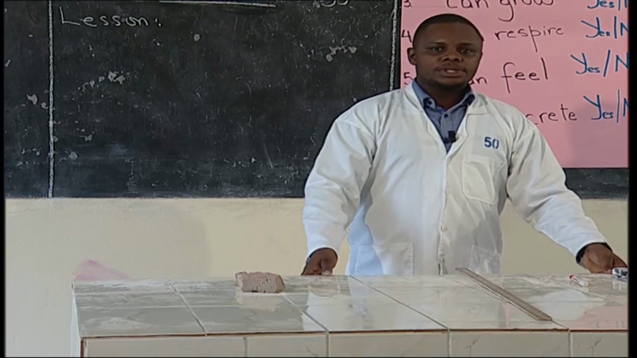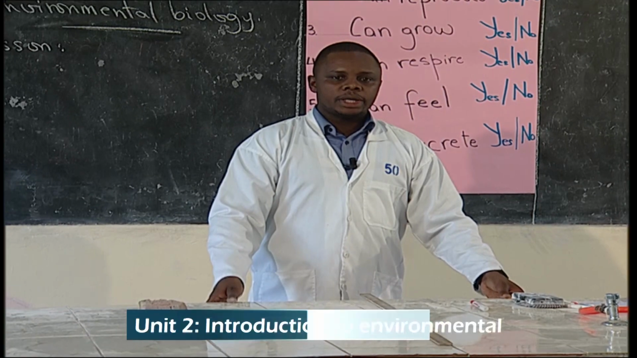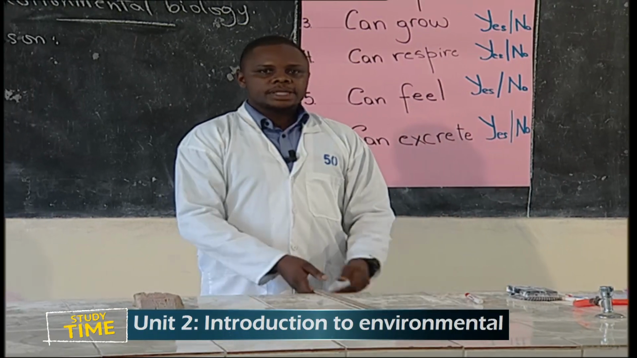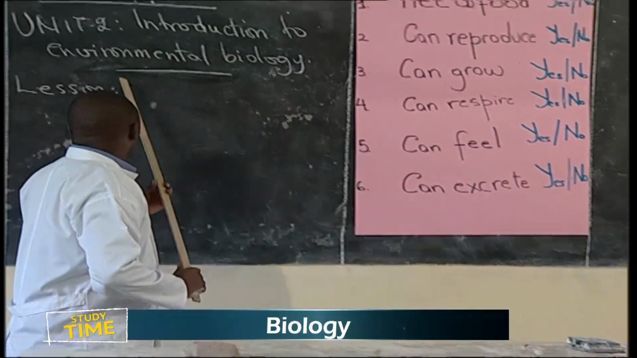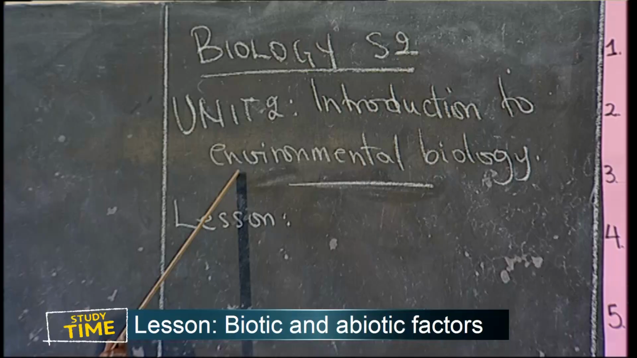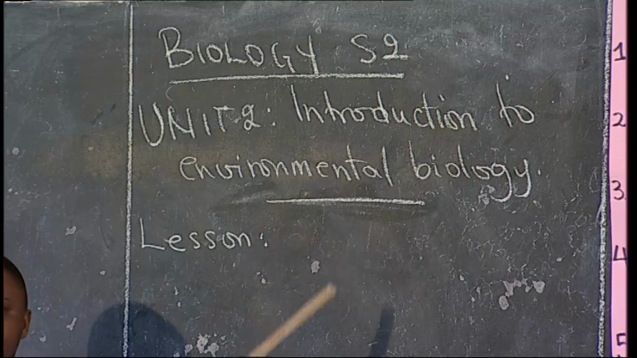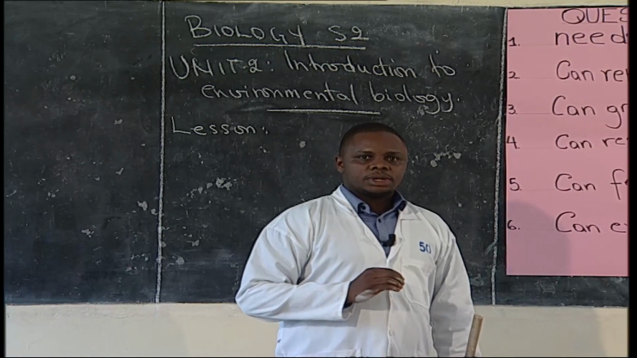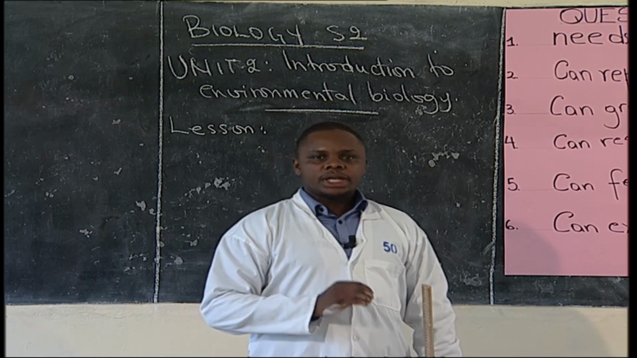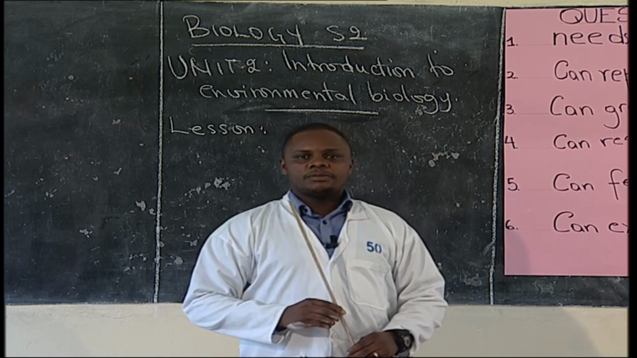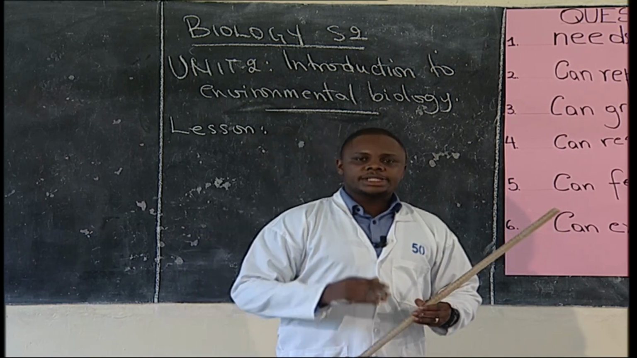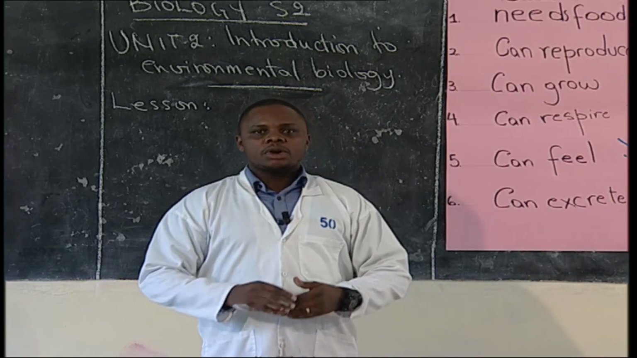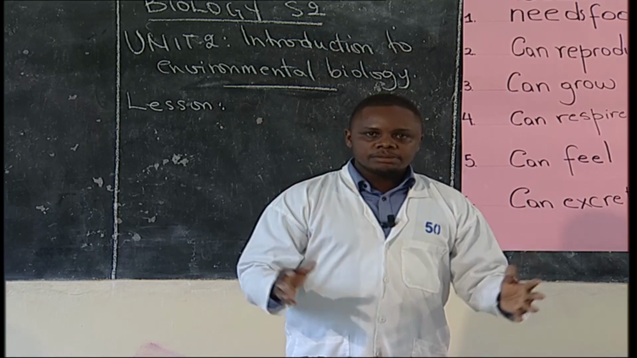Before we start our lesson, let us make a quick reminder of the previous lesson. In the previous lesson, we also discussed Unit 2, which is the Introduction to Environmental Biology. We were able to define the term ecology, which is the scientific study of the relationships between organisms and the environment. We also saw other key terms like community, where different organisms of different species live in the same habitat.